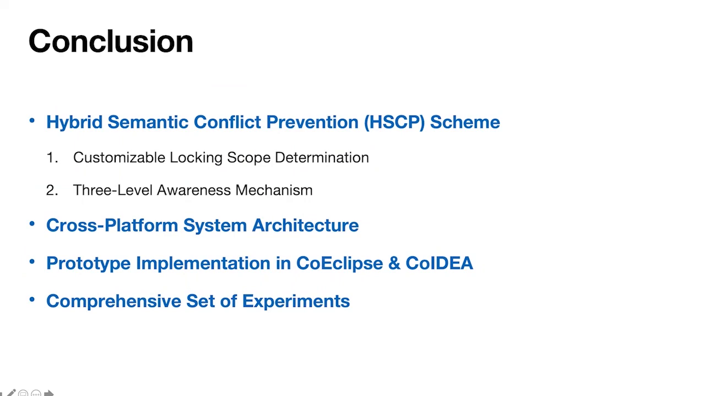In this study, we have proposed a novel hybrid semantic conflict prevention schema, which includes a customized locking scope mechanism and a three-level awareness mechanism. In addition, we have designed a cross-platform system architecture of HSCP and successfully implemented it on CoEclipse and CoIDEA. A comprehensive set of experiments have confirmed the responsiveness, efficiency, and usability of the HSCP schema and the solution in real-world scenarios.